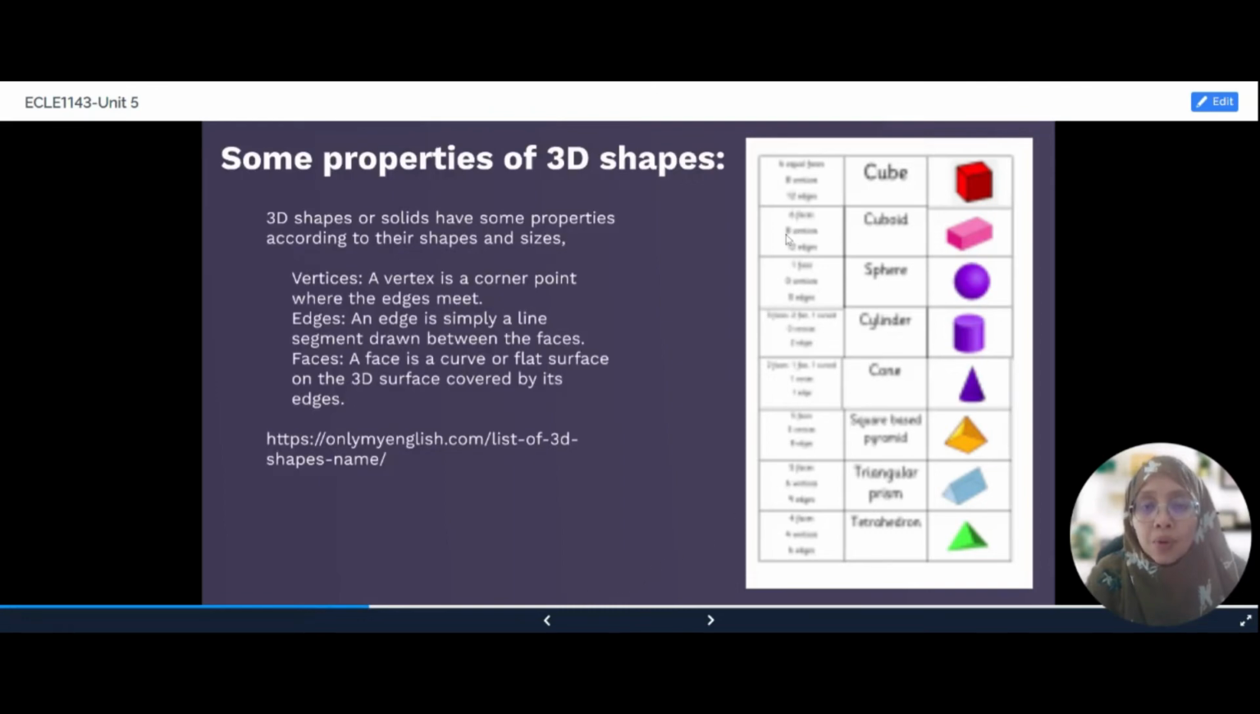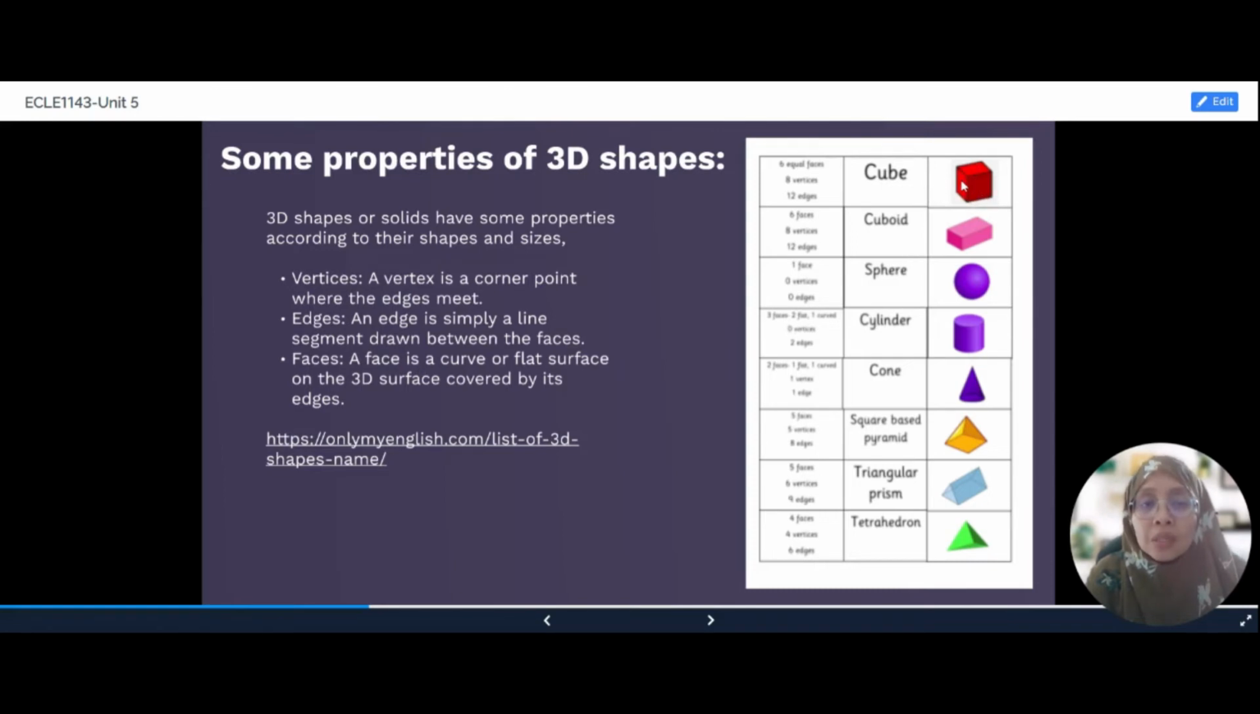These are some properties of 3D shapes that you can teach children. Please remember, we can also discuss first thing first before we discuss the properties. The 3D shapes, normally they come with 3 similar properties. For example, vertices. A vertex is a corner point, yang hujung-hujung ni, sudut, ya. Edges, and an edge is simply a line segment drawn between the faces, ya, 1, 2. Faces, yang muka ni, muka.